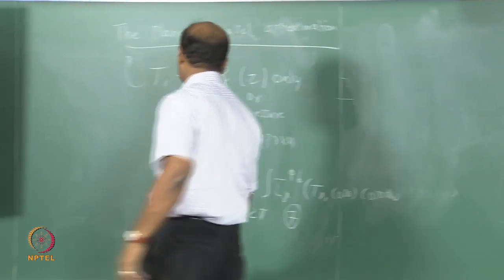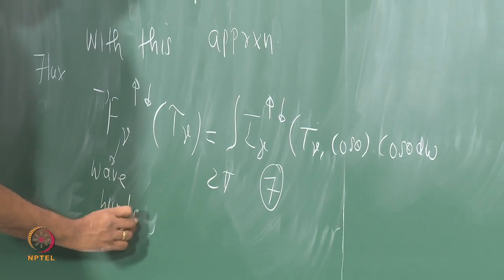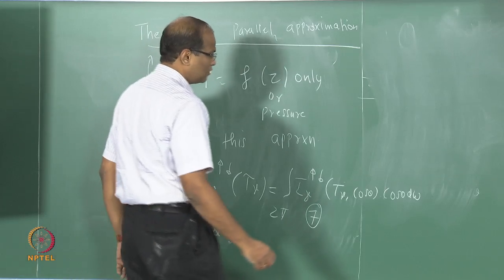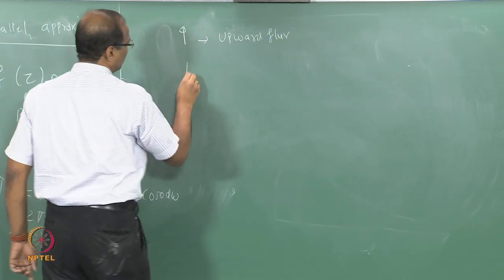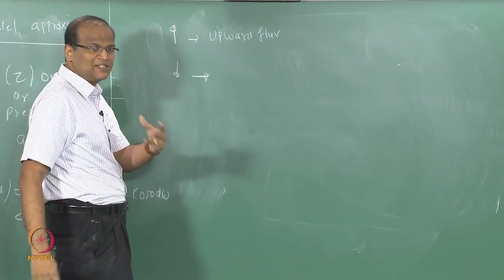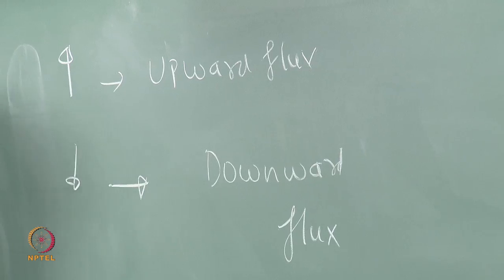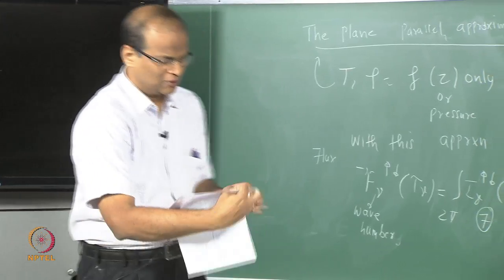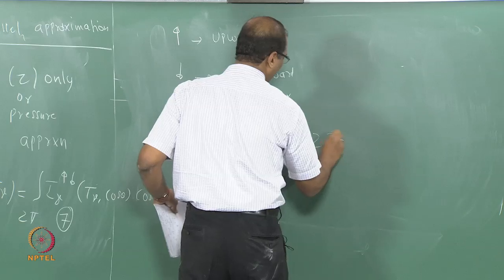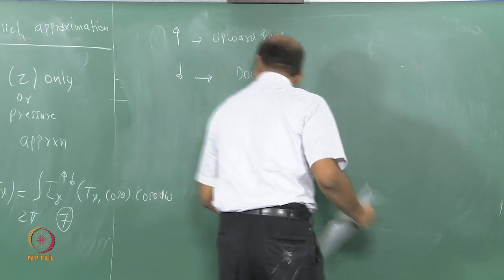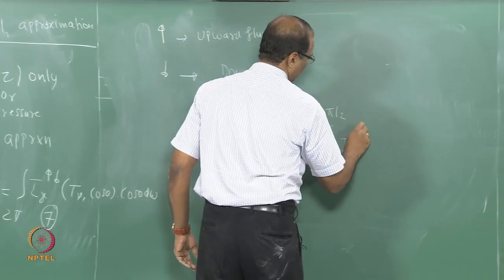Now, this is not frequency, this is wave number. So, F is flux. Wave number. This is upward. You have to calculate for a particular layer both upward and downward flux, isn't it? Okay. So now, you fill this.